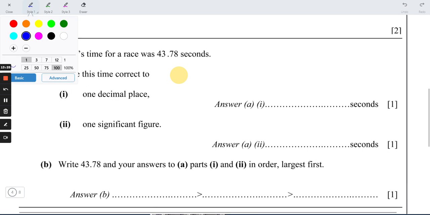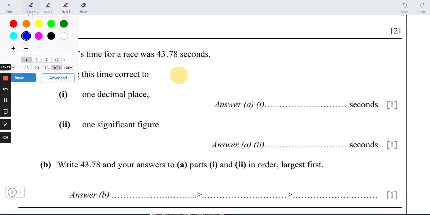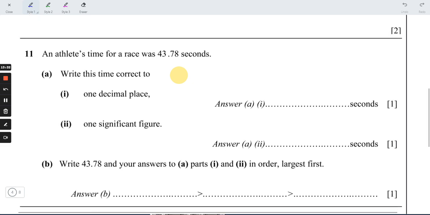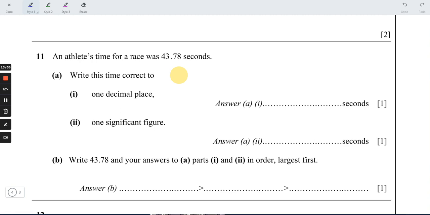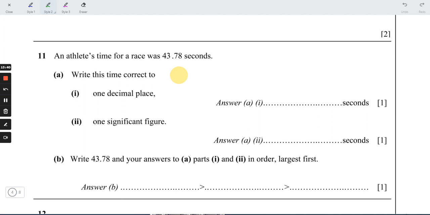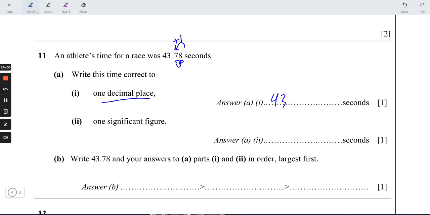Next to 7, so target here is tenths. 1 decimal place means tenths. Next to it is 8. 8 is more than 5, so we add 1 to 7, we get 8. So the answer is 43.8 seconds.